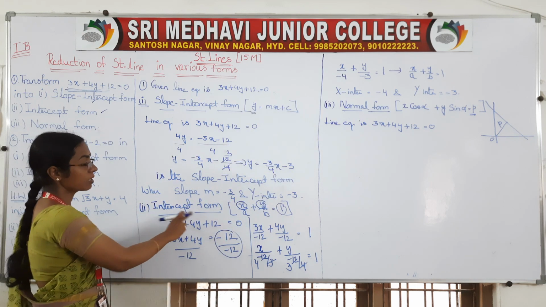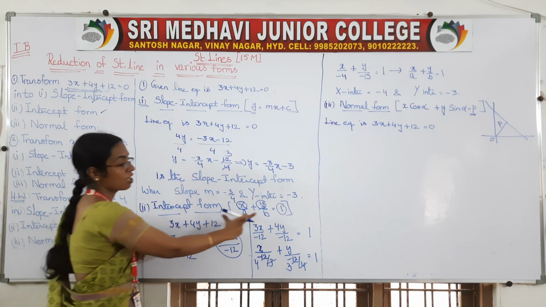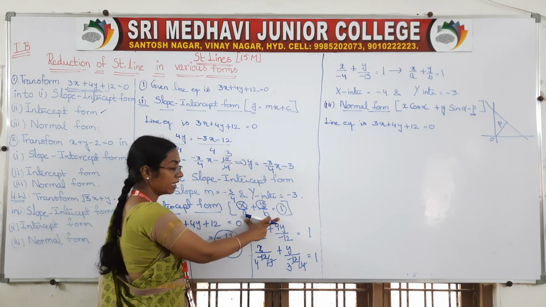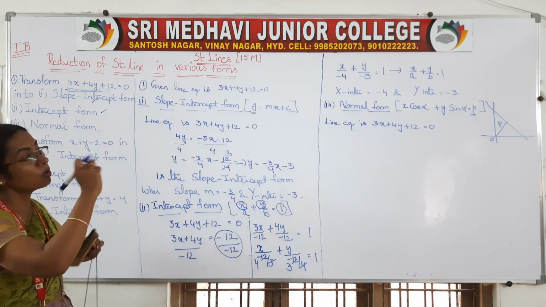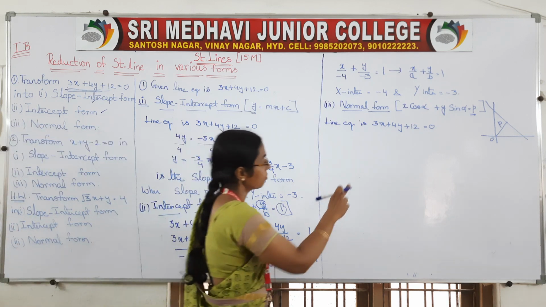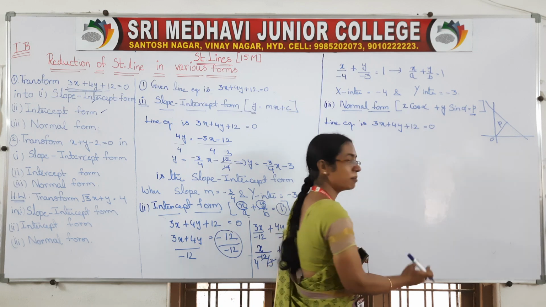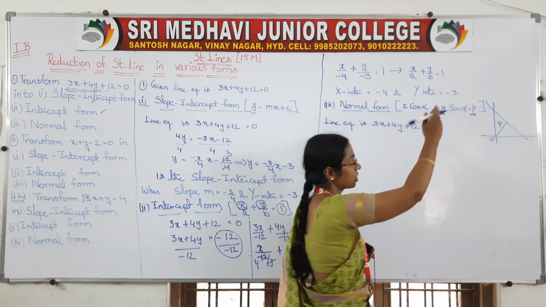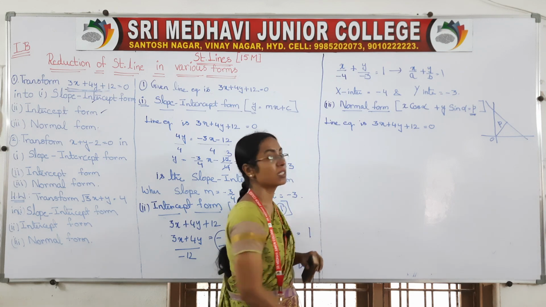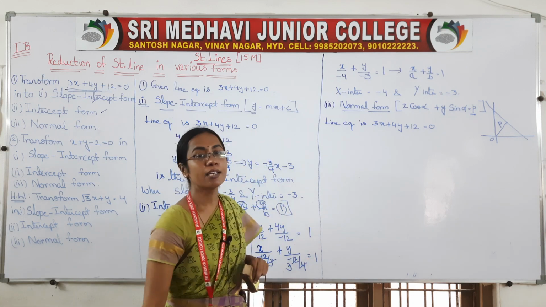Next, this equation must be converted into intercept form. It should be in this form. Now for normal form, we have to convert this into this form. That means very simply, x term into something, y term into something is equal to some positive value. Then it is called the normal form.